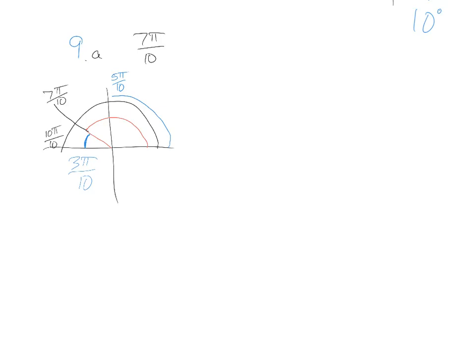Okay, just making you think. Okay, let's do 9b. Is it big enough on the screen? Okay, all right. 9b is going to be 9 pi over 8.